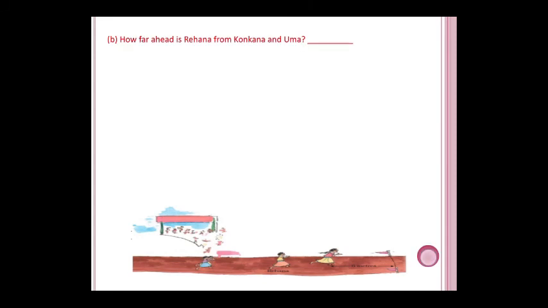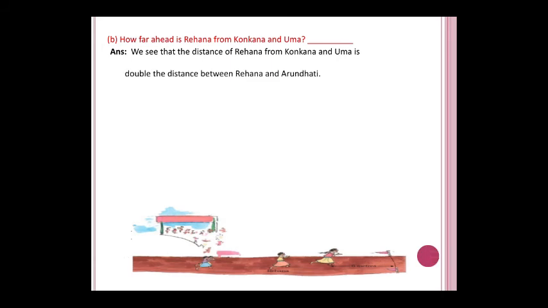Next, how far ahead is Rehana from Konkana and Uma? Rehana, how much distance from Konkana and Uma you have to find. We see that the distance of Rehana from Konkana and Uma is double the distance between Rehana and Arundhati. You can see that Rehana is 6 meters ahead of Konkana and Uma.